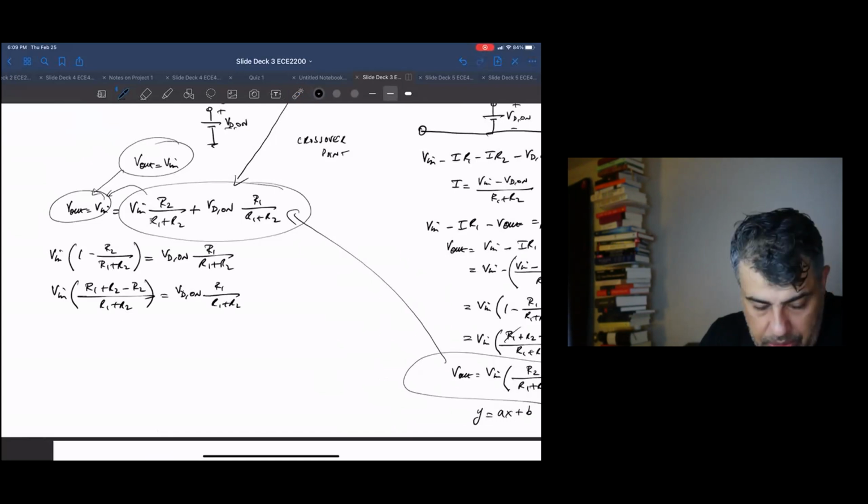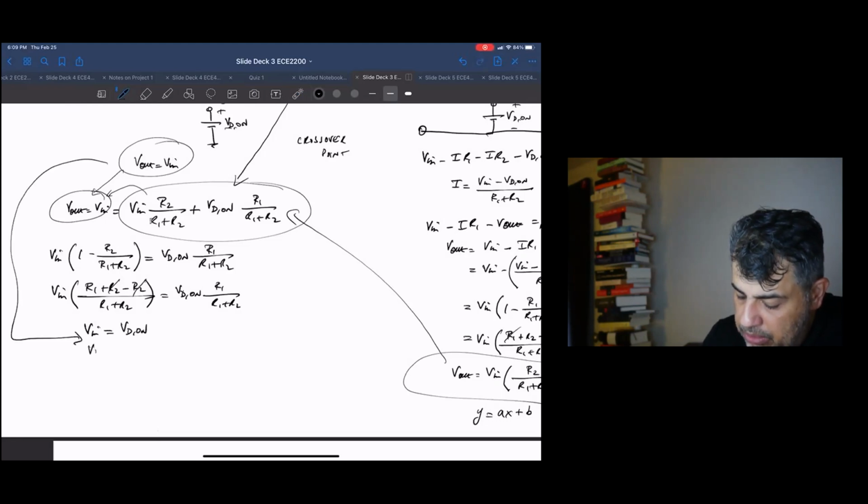So let's see, these two guys cancel each other out. So Vn is equal to VD on at the crossover point. And we also know at the crossover point, V out is equal to Vn, so that's also equal to VD on.